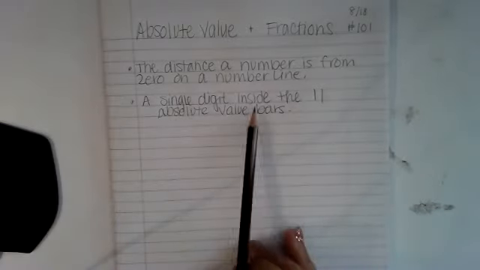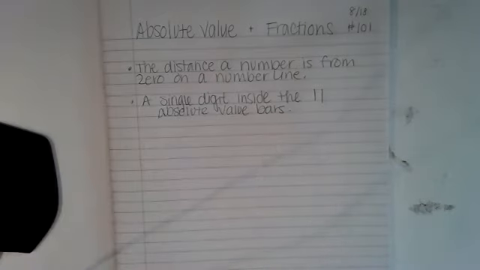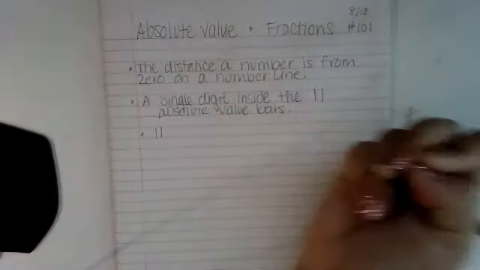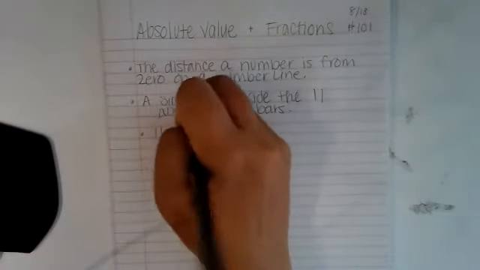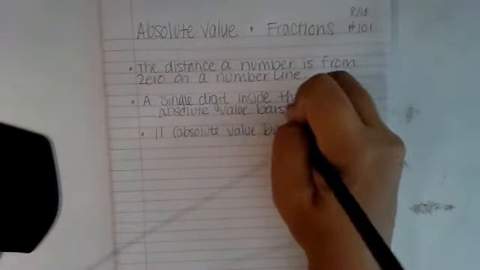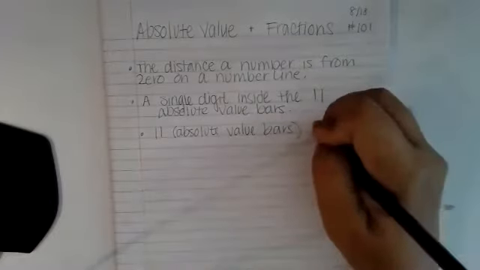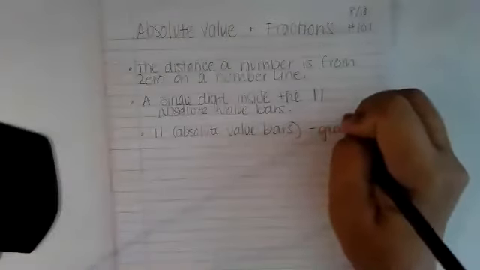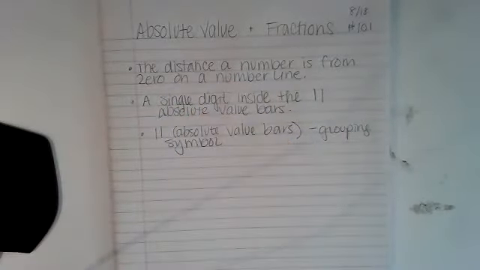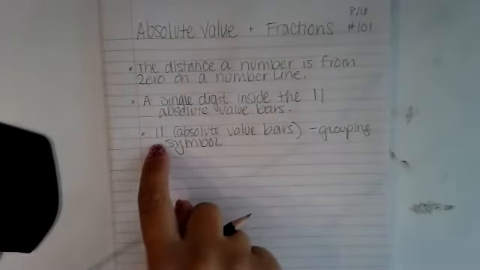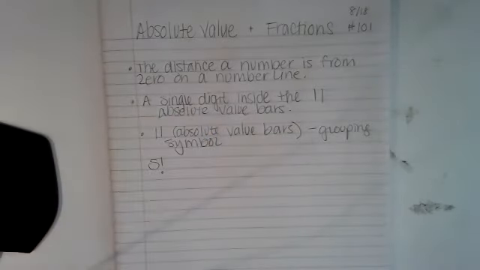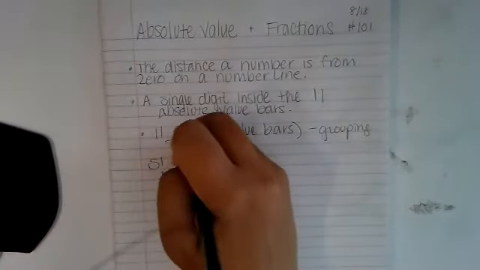So again, a single digit inside the absolute value bars, that's what we want to get down to. I want to remind you guys that absolute value bars are a grouping symbol. So when we talk about GEMDAS, absolute value bars count as grouping. And anytime I write an S and an exclamation point, that means to simplify.